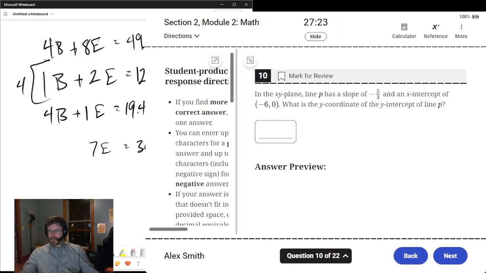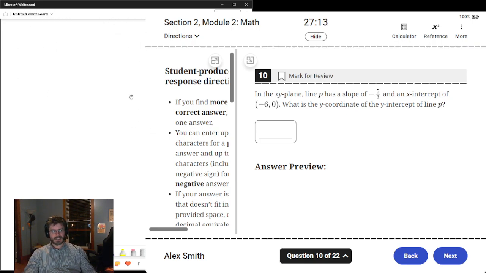Okay. P is the slope of negative 5/3, x-intercept of 6, negative 6, 0. What is the y-coordinate of the y-intercept? So we're going to use point slope form because that's what they've given us. It's the slope and a coordinate point. So we're going to use y minus 0 equals negative 5/3 x minus negative 6, which becomes plus 6.